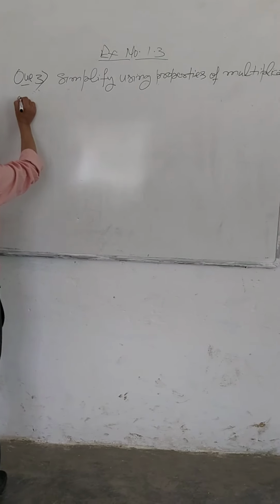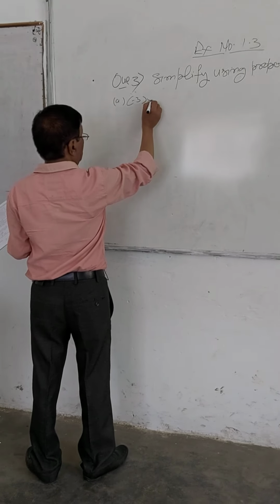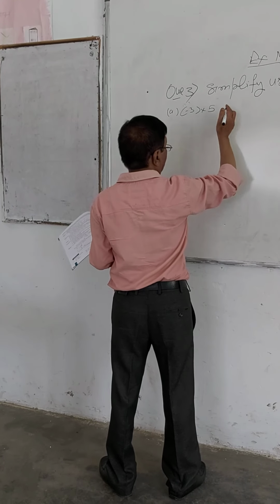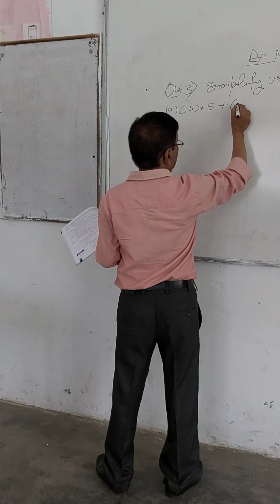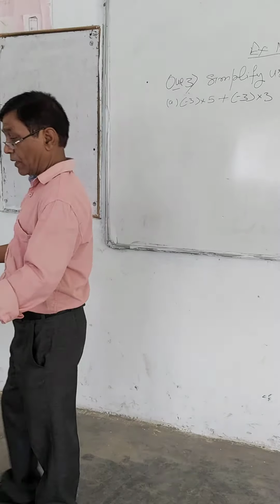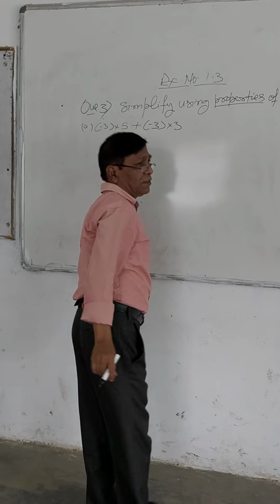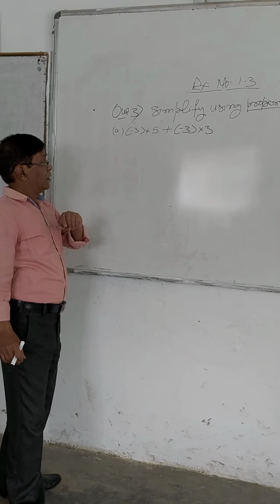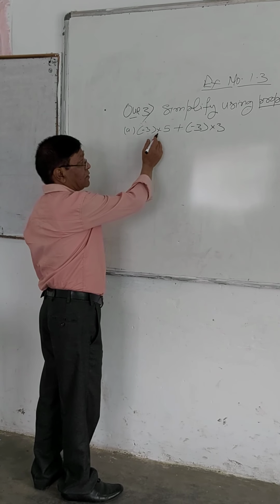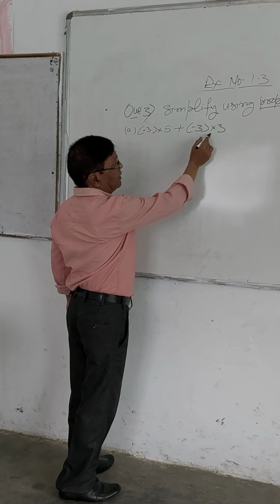A. Minus 3 into 5 plus minus 3 into 3. This you have to solve by using the properties. Now see here, minus 3 is to be multiplied by 5 plus minus 3 into 3.